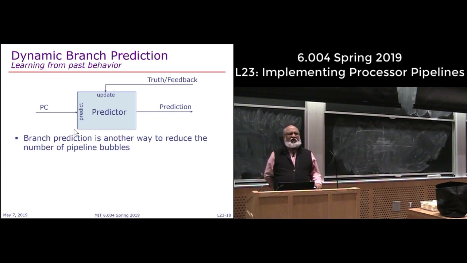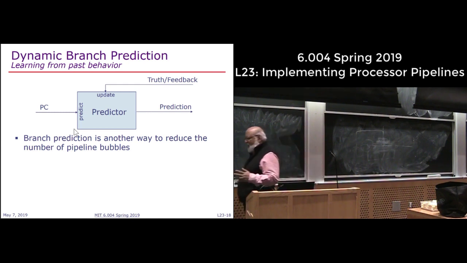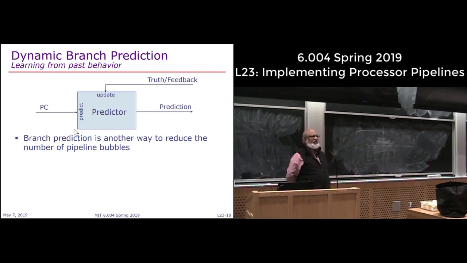I want to tell you about one more trick which is quite useful in your project. Until now, we have been using the simplest branch predictor there is, and that is I expect the next instruction to be PC plus 4. Because most instructions are not jumps. And if they're not jumps, then PC plus 4 is a very good prediction.